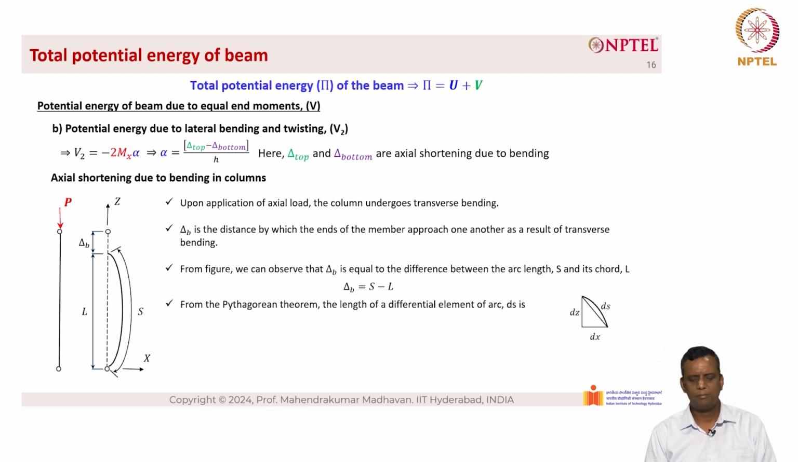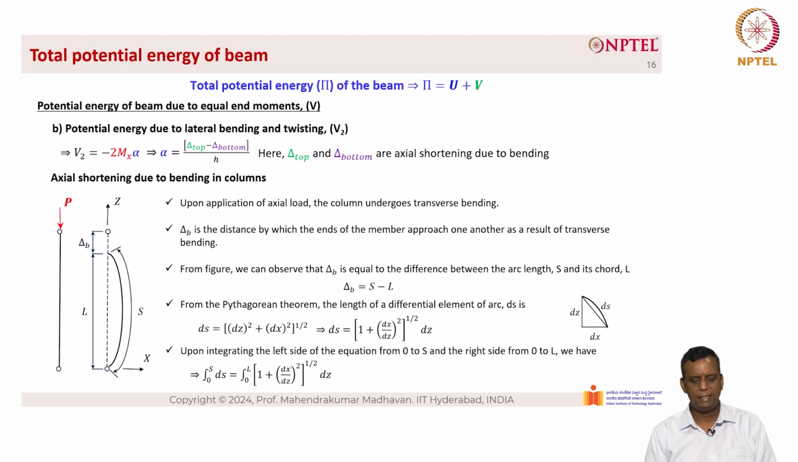From Pythagoras theorem, the length of the differential element of arc ds is given as ds equal to (dz square plus dx square) the whole power half, which can again be simplified as (1 plus (dx by dz) the whole square) power half into dz. Upon integrating the left side of the equation from 0 to s and the right side of the equation from 0 to L, we have integral 0 to s ds equal to integral 0 to L (1 plus (dx by dz) the whole square) power half into dz.